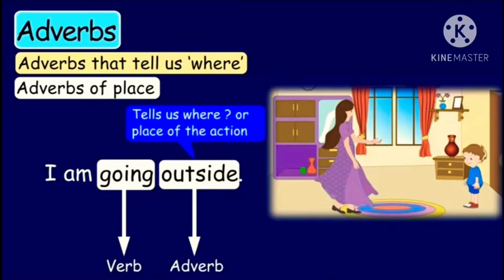Starting with the first kind, the adverbs that tell us where the action is done are called the adverbs of place. For example, I am going outside. So the verb is going and outside is describing the verb. So it is showing you the place where the action is done. That's why it is the adverb of place.